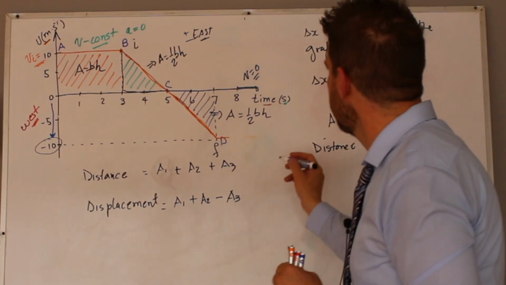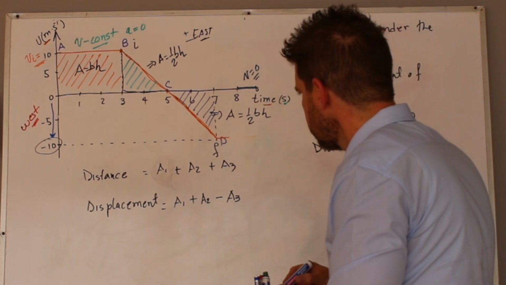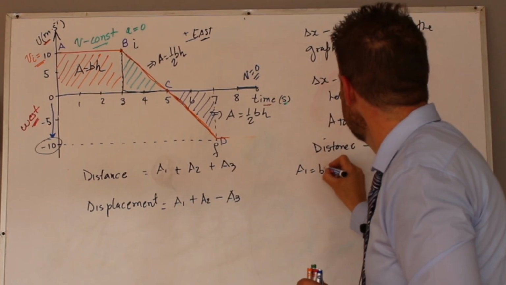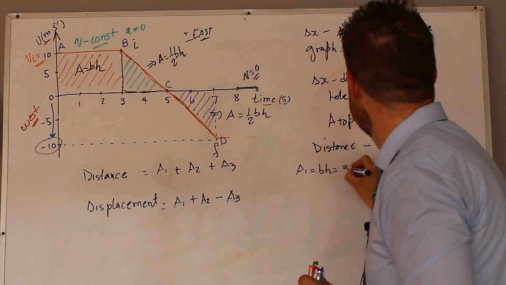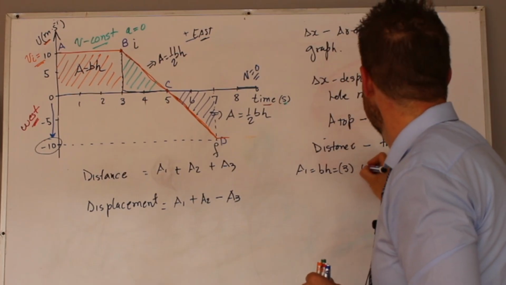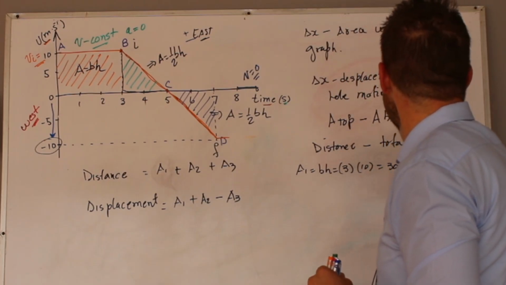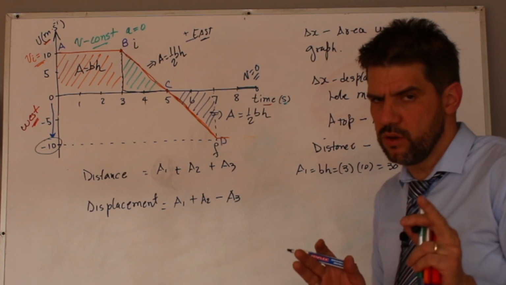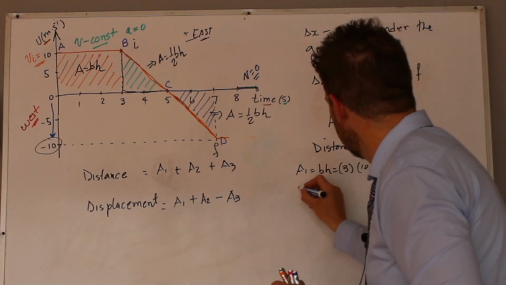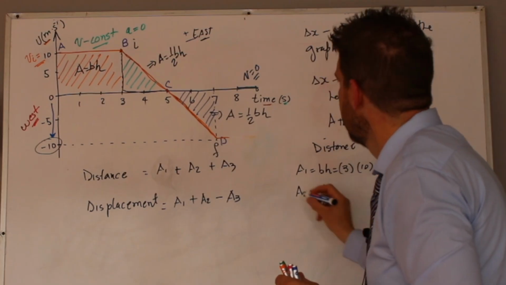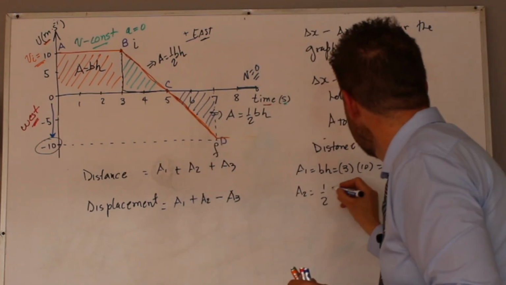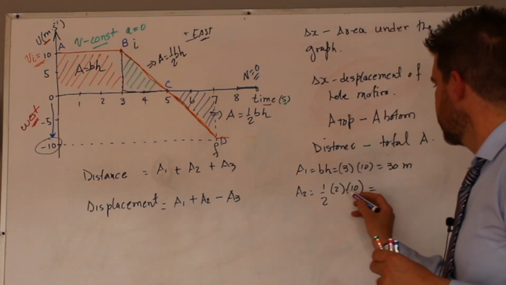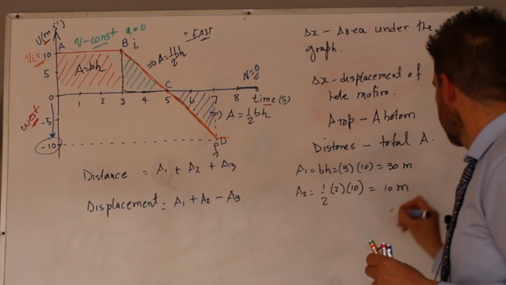Okay, so for example, here, the first area. I'm running out of space once more. I hope here is enough space. Area 1 is base times height. This one is equal to 3 times 10. That is 30 meters. Remember, it's area, but it's equivalent to distance, so it's not meters squared. Second area is equal to half. The base is 3 to 5, which is 2. The height is 10. So 10 times 2 is 20, divided by 2 is 10 meters.